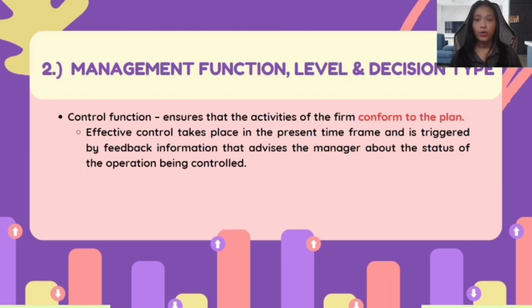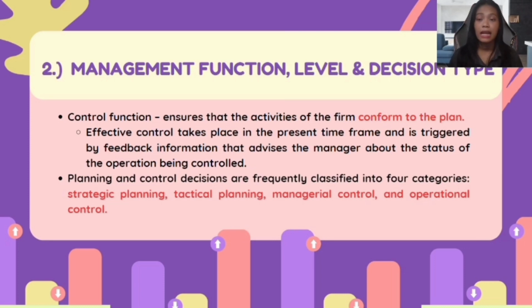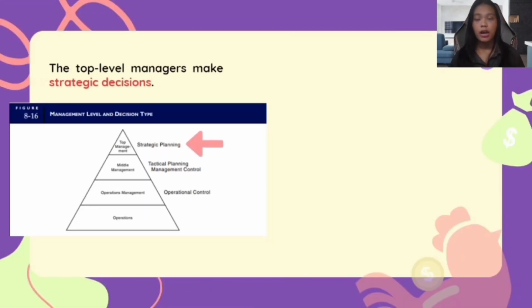Planning and control decisions are frequently classified into four categories, which are strategic planning, tactical planning, managerial control, and operational control. Let us look at this figure to understand more about the management level and decision type.